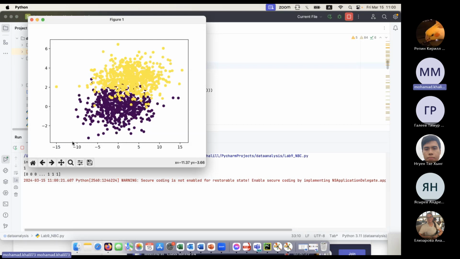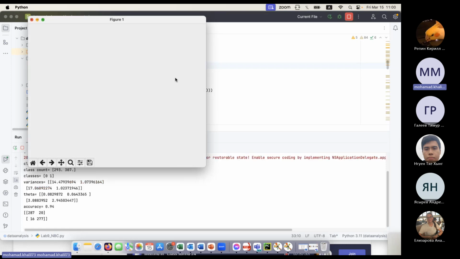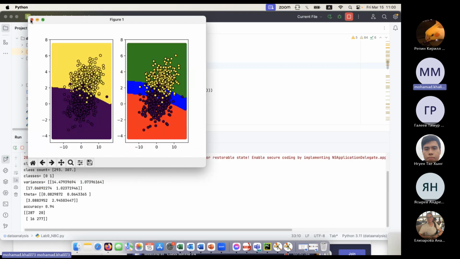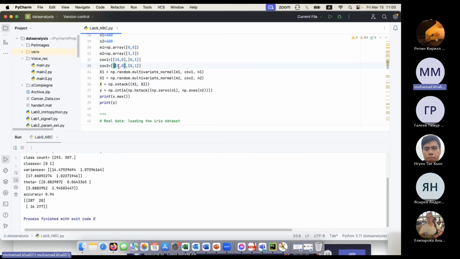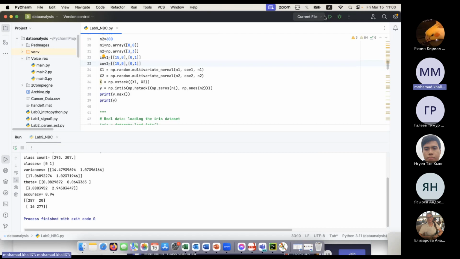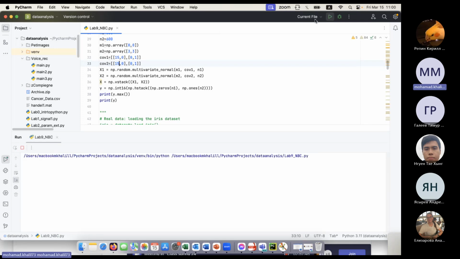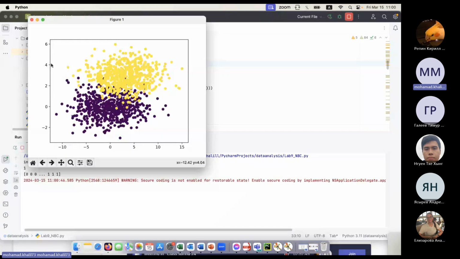The scale here is very high, and the scale here is very low. For that, we cannot see it at the same time. If I want to plot here 15 and 1, if you run, you can see, look at the scale here and the scale here.